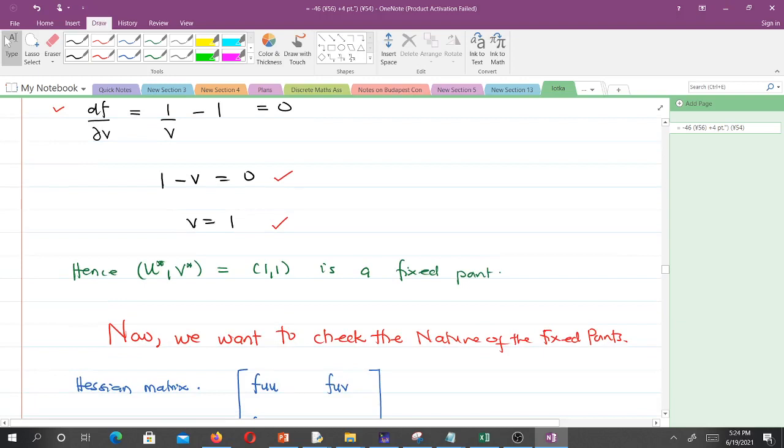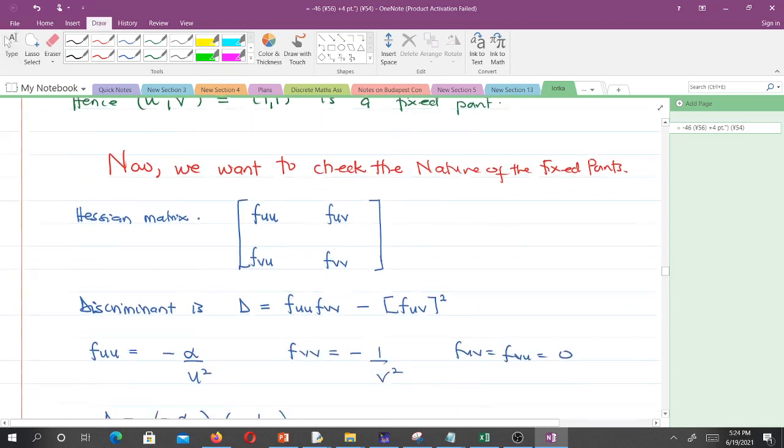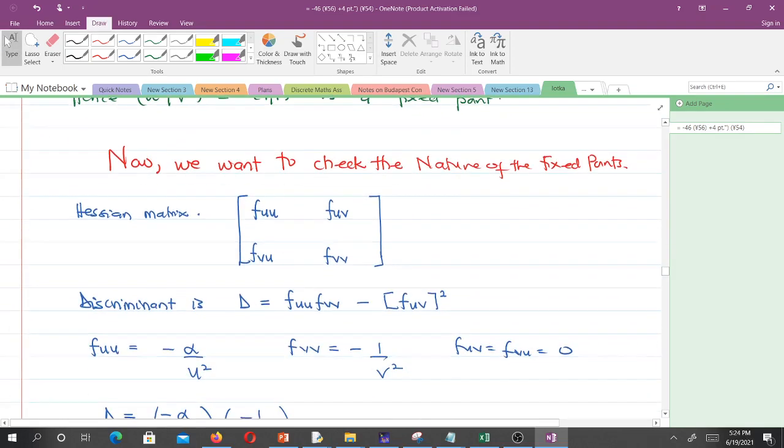So after getting a fixed point, we would want to know the nature of the fixed point, right? Whether it is a maximum or a minimum. To do that, the Hessian matrix is going to help us. We are going to use the discriminant of our Hessian matrix. This is our Hessian matrix, and the discriminant of it is just going to be the determinant, which will be the product of this times this minus this times this.